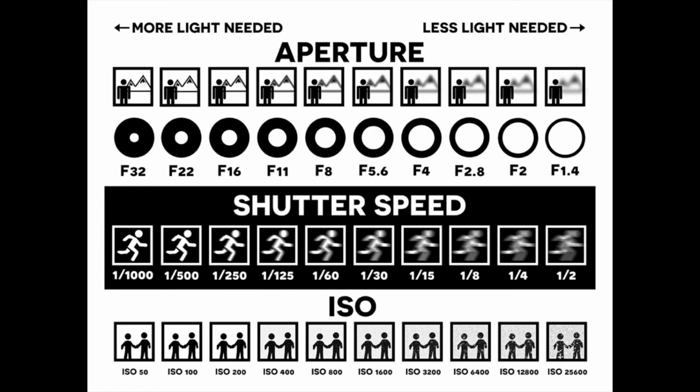But if you're shooting a subject in motion, you have to make a decision about how much motion you're willing to allow in your photograph. Down at the bottom is the ISO.